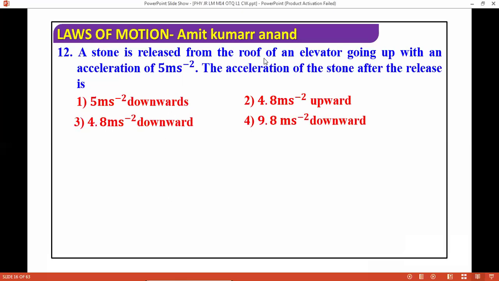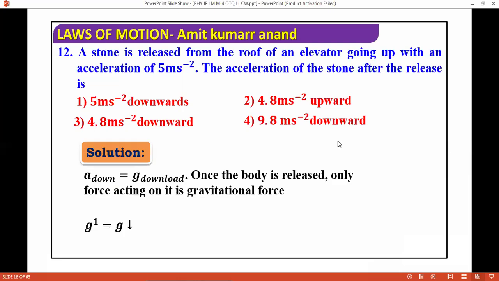Okay. So a stone is dropped from the roof of an elevator going up with an acceleration of 5 meters per second square. The acceleration of the stone after the release is... The stone is released from the roof of an elevator going up. The lift is going up. So see here, the body is released, so on the body there will be an acceleration of g.